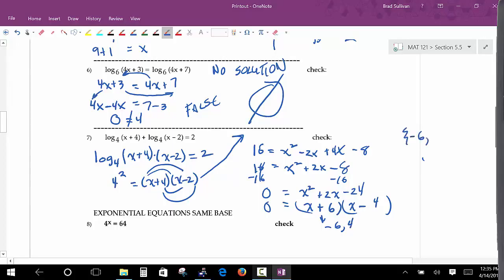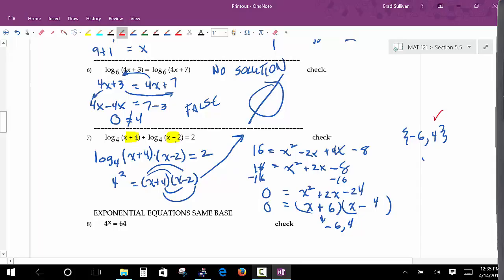Okay, so before we write this answer, you need to at least look at this. This is at a minimum what you have to look at. You have to look at those two things. Those are called the argument. Okay, if you plugged in, let's start with the 4. If you plugged a 4 in, 4 plus 4 is 8. That's okay. You can have a log of a positive number.